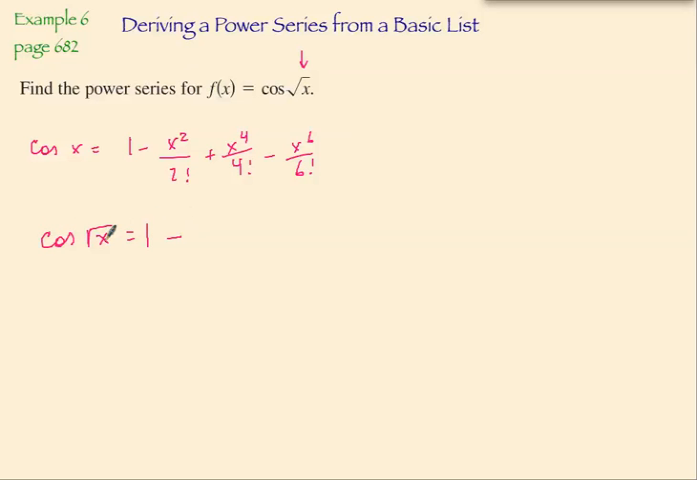Once you get started, you kind of know it, which means cosine of square root of x is 1 minus the square root of x squared, which is x over 2 factorial. The square root of x to the 4th power is x squared over 4 factorial. And then the square root of x to the 6th is x cubed over 6 factorial plus dot, dot, dot. This should also be plus dot, dot, dot. And that's the end of this lecture, boys and girls.